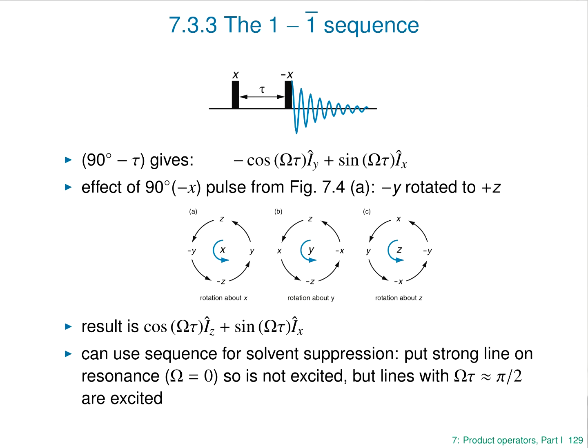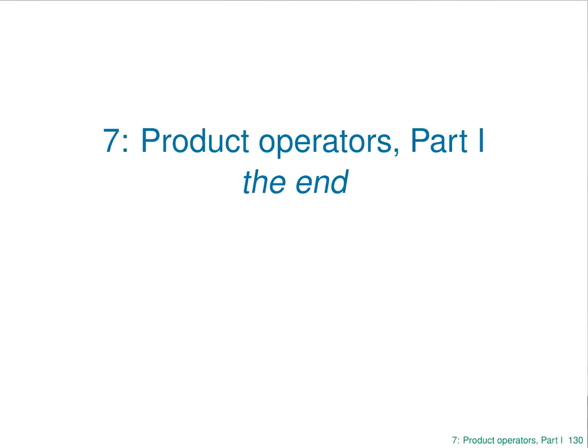So for example, you could arrange the amide signals or something like that with different offsets to be excited, whereas a water signal was not. So this is actually a practical pulse sequence for exciting a spectrum in the presence of a strong line. And that brings us to the end of this first part about product operators.